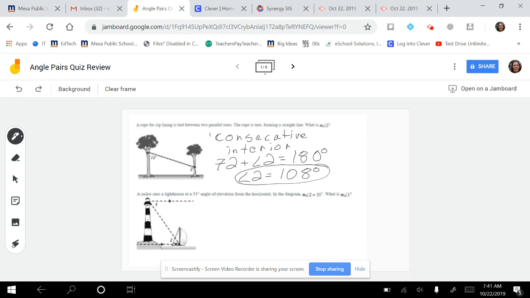That's fun. A sailor sees a lighthouse at a 50-degree angle of elevation. So with elevation, we're looking up. We'll be looking up from down here. The measure of angle 2 is 55 degrees. What's the measure of angle 2?